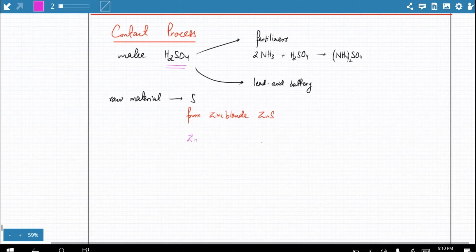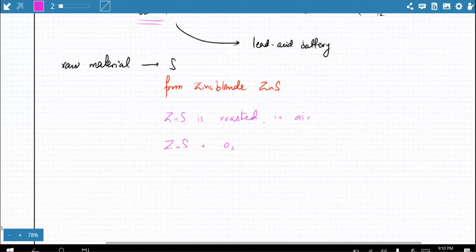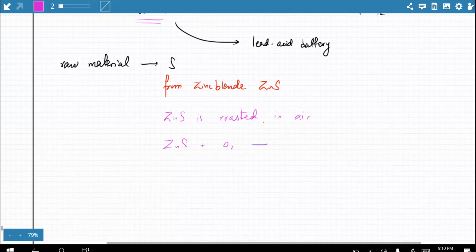ZnS is roasted in air. Okay, that's the first part. When it is burned in oxygen, two things happen. One of them is zinc oxide is produced, and the other is sulfur dioxide. These two gases are produced.